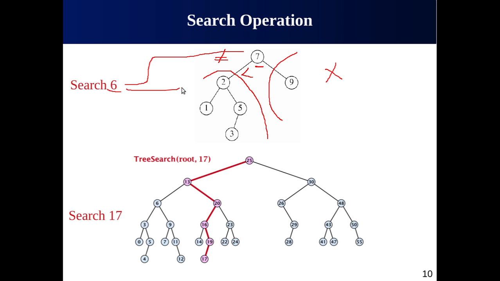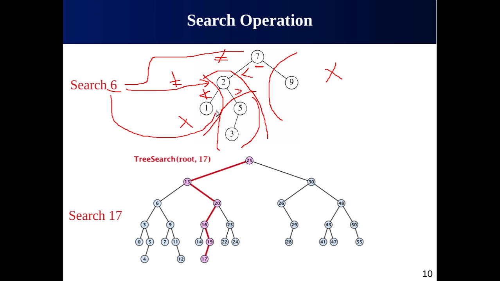Now compare this element with the parent. It is 2. Is 6 equal to the parent node? No, 6 is not equal to 2. So the given item is either less than 2 or greater than 2. After comparison, we came to know that it is not less than 2, but it is greater than 2. So there is no need to search the item here. You have to search the item in this location.